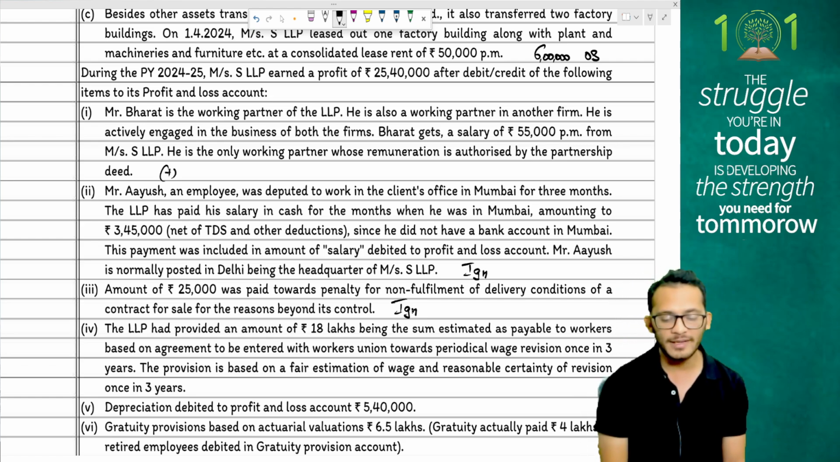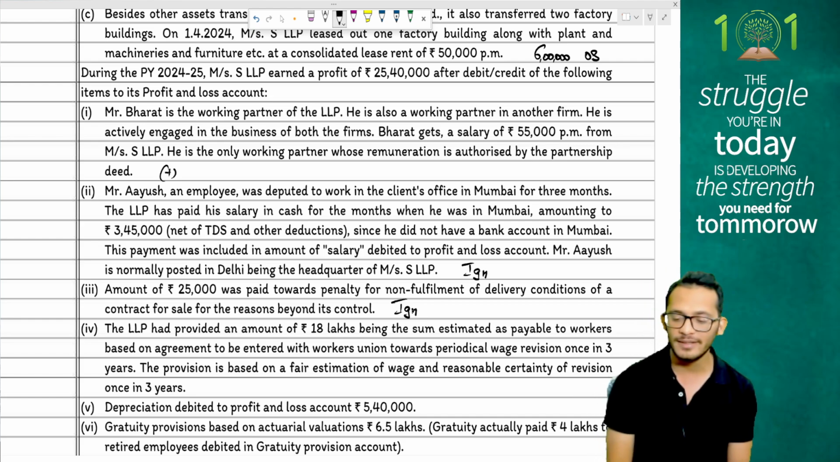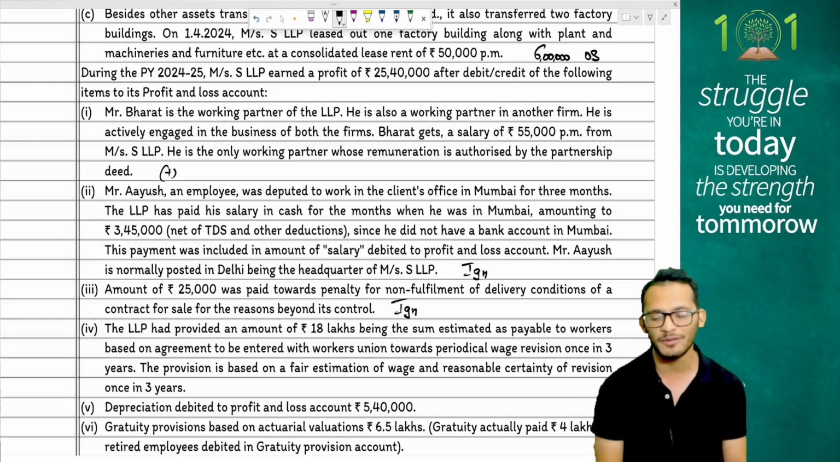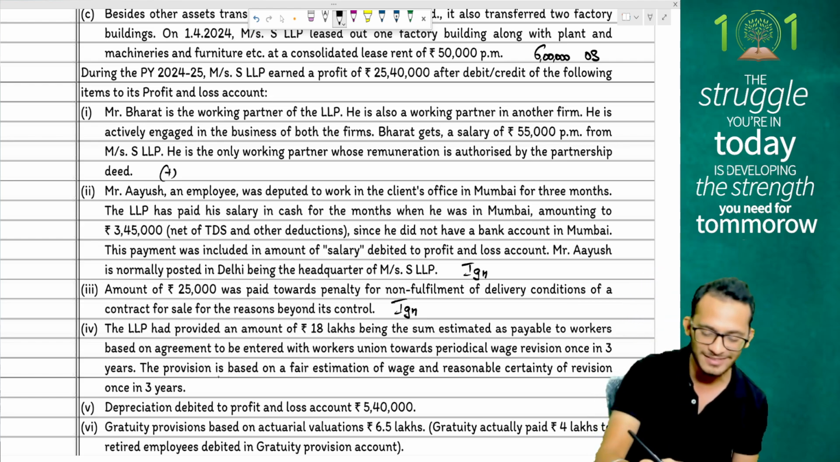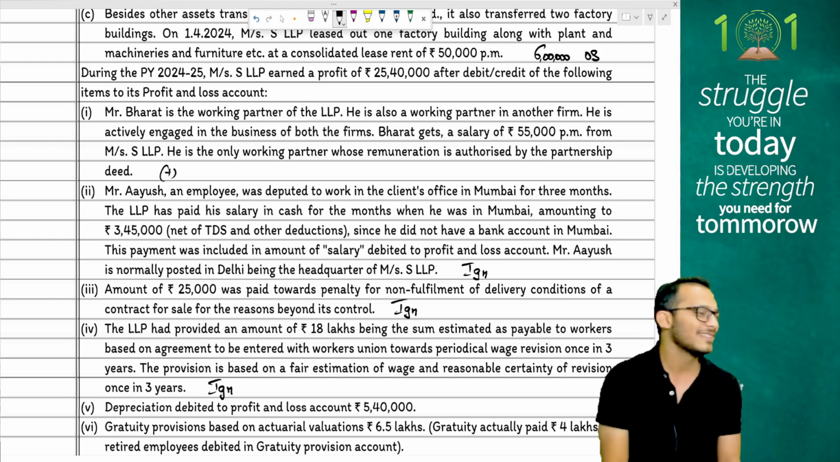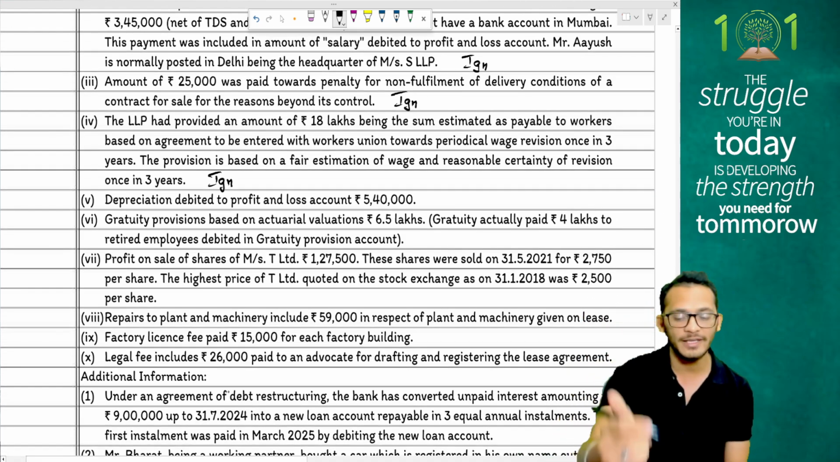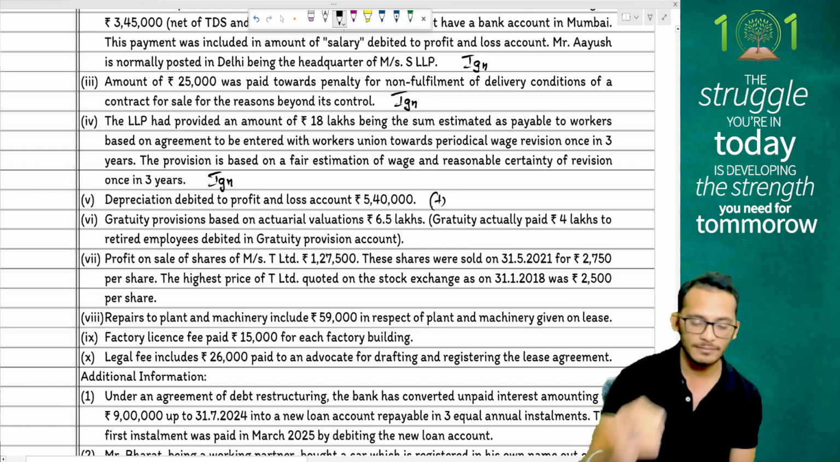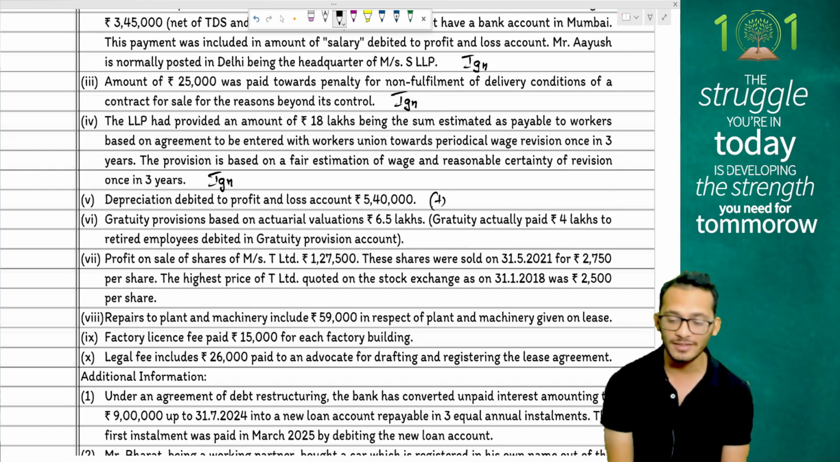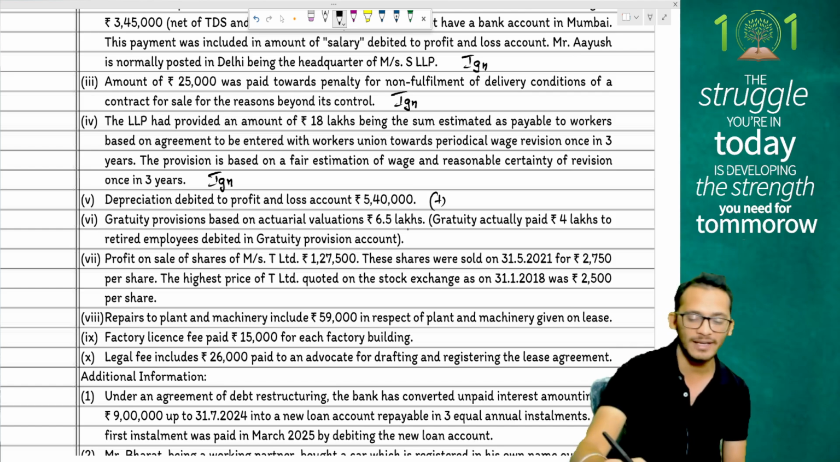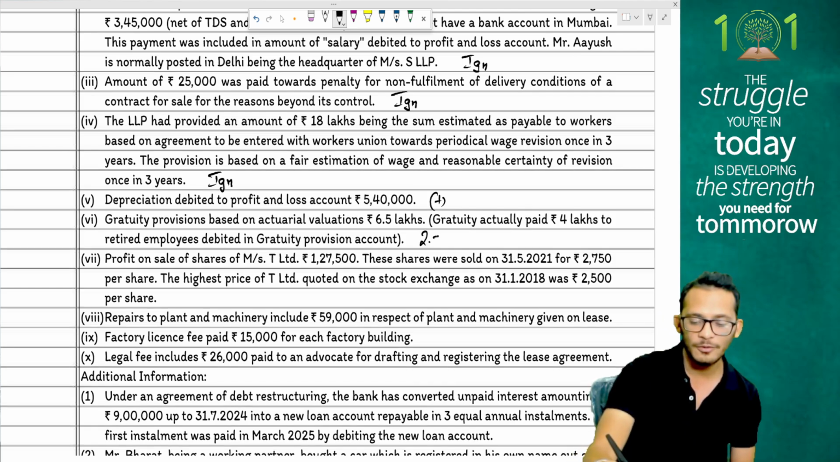The LLP has provided an amount of 18 lakh rupees being the sum estimated as payable to workers based on agreement for periodical wage revision. This is ignored. Same thing is getting repeated again and again. Depreciation debited to P&L is 5 lakh 40, I am disallowing. Gratuity provision based on actual valuation is 6.5. Gratuity actually paid is 4 lakhs. Take 2.5 to be disallowed.